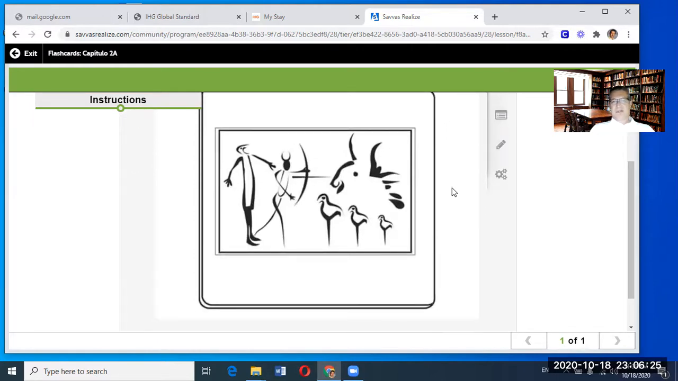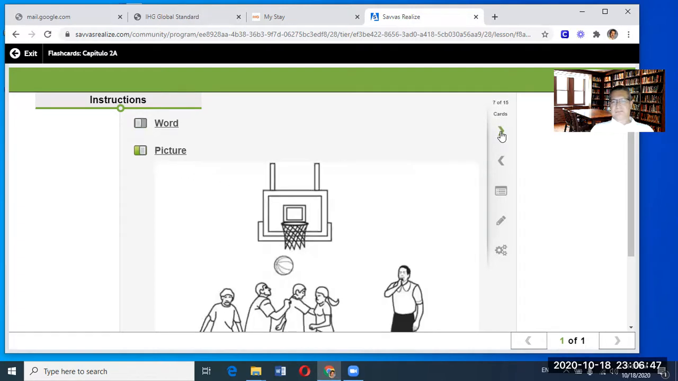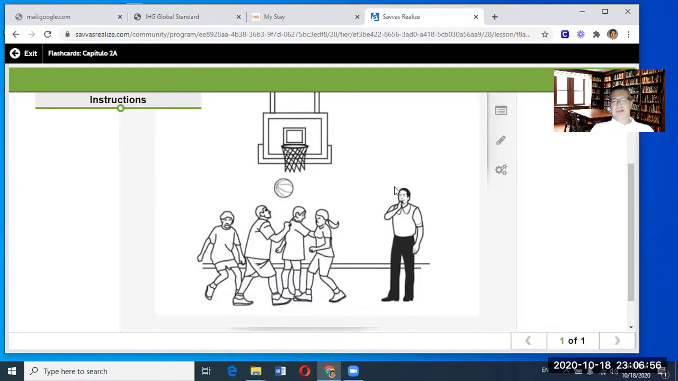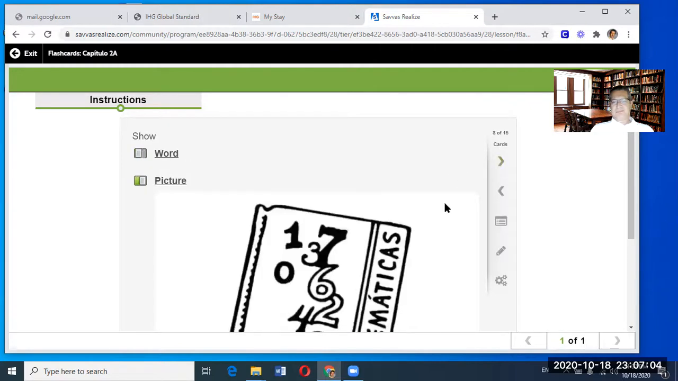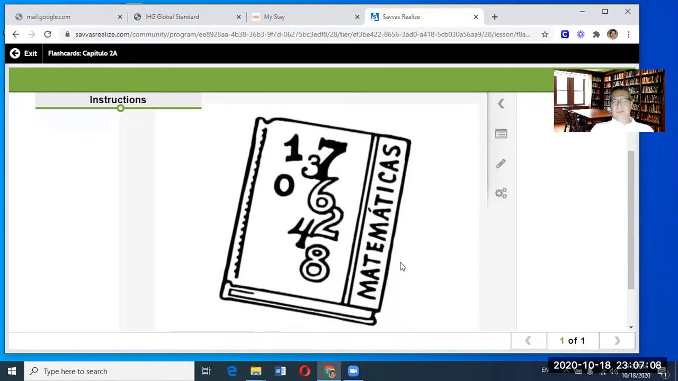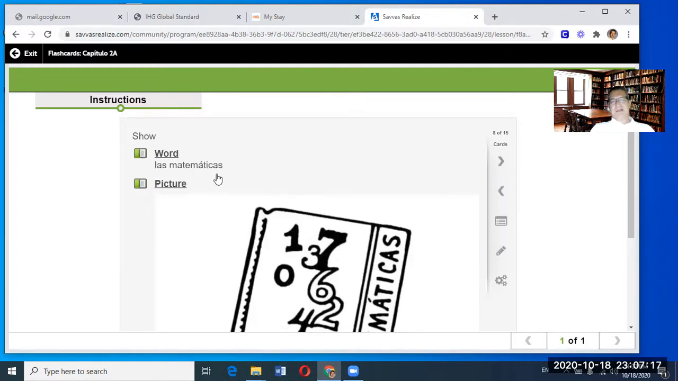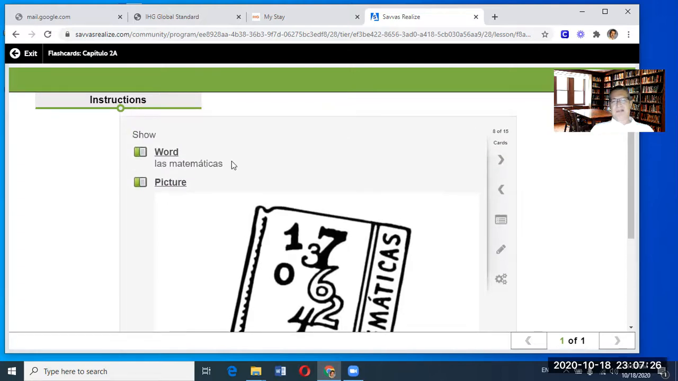Okay, this image is supposed to represent social studies, or ciencias sociales, social sciences, which is your social studies class. Ciencias sociales. Educación física. Physical education, PE, is educación física. Matemáticas is your math class. So the other word is las matemáticas, which is your mathematics in English. Las matemáticas.